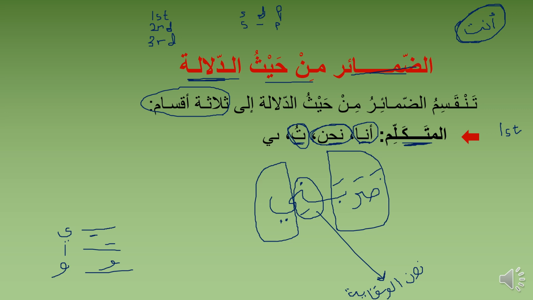So let's assume we want to add the ya mutakalim. This ya, we want to add it to the verb directly. It's going to be what? Dorabi. So this is the verb and this is the pronoun. So this is what is going to be pronounced, given that the noon is not there.